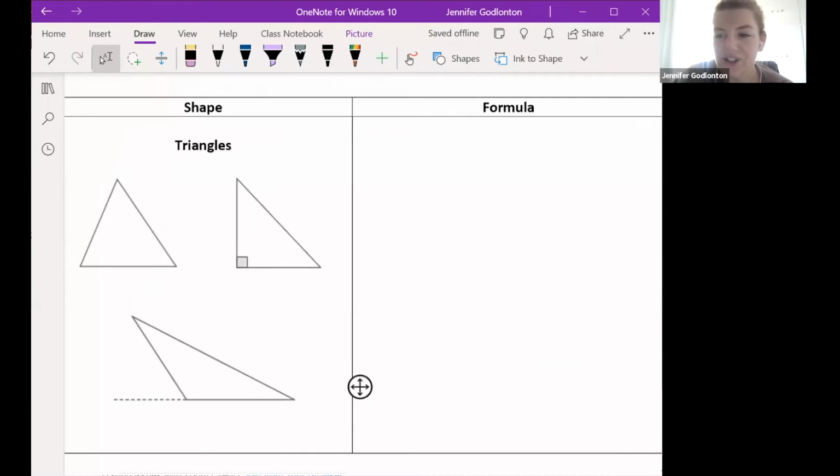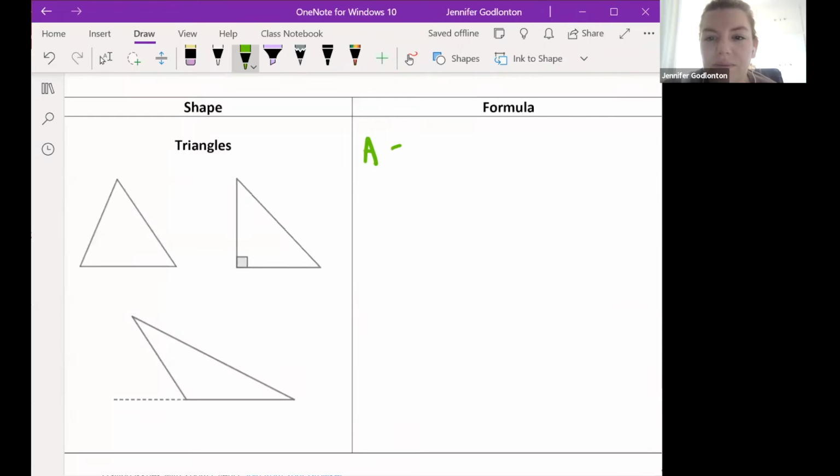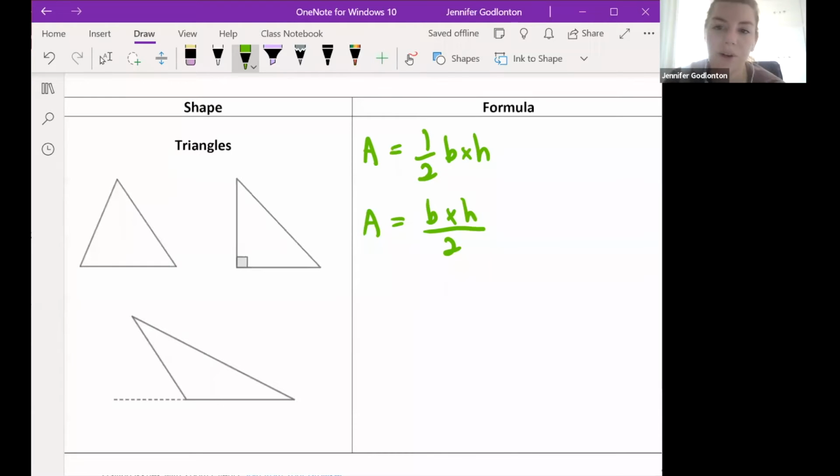So area of a triangle, we have a formula that we always use. Now, some of you are going to write it a little bit differently, so I'm going to write both ways, but you must do the one that you feel comfortable with or the one that you're working on in school. When we're dealing with the area of a triangle, we either say half base times height, or we say our area is equal to base times height over 2. They mean exactly the same thing, so it doesn't matter which one you use.